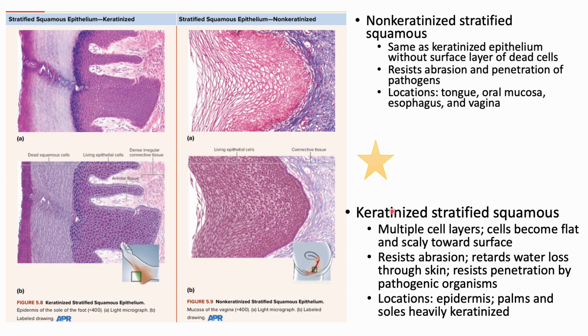Next, we have keratinized stratified squamous epithelium. Keratinized means dead-celled, killed cells. Multiple layers of cells become flat and skinny towards the surface. It is also there to resist abrasion, help prevent water loss, and therefore it helps to protect us. Where do we find it? The epidermis, and the palms and the soles are heavily keratinized.